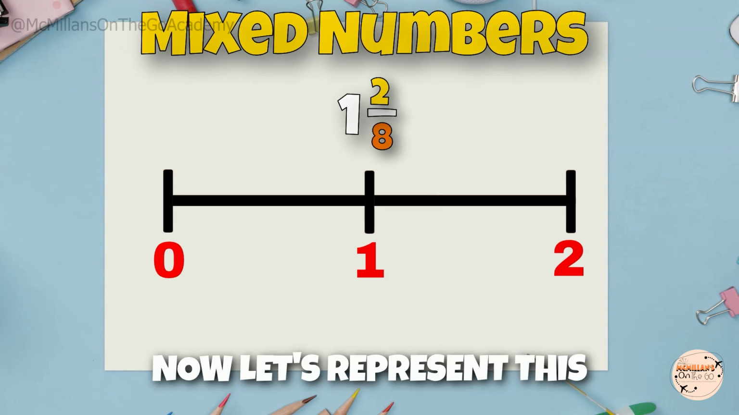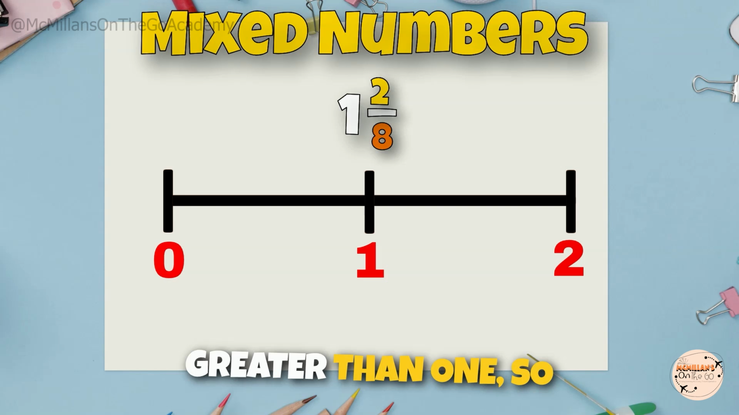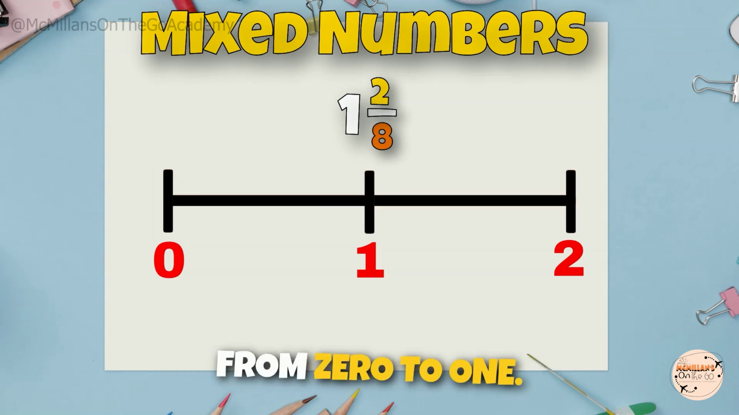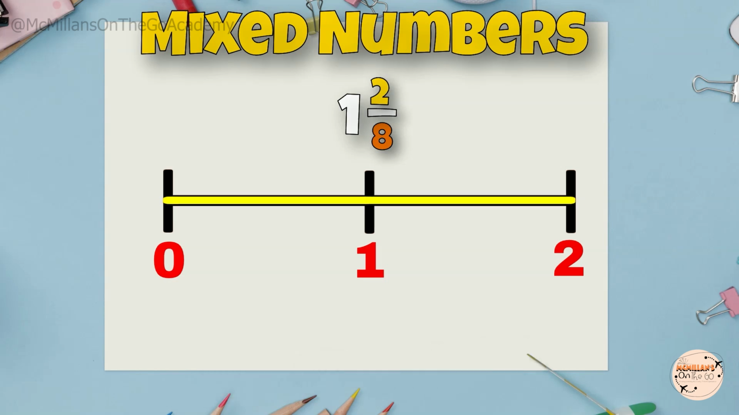Now let's represent this mixed number on a number line. Again, we know that this is a fraction greater than 1, so we know that we're not just going to go from 0 to 1. We're going to go from 0 to 1, and then from 1 to 2.